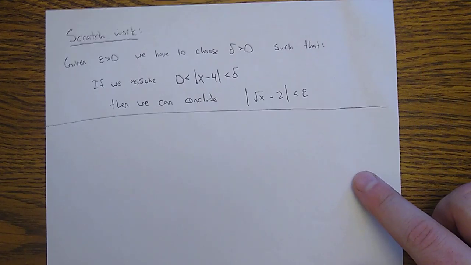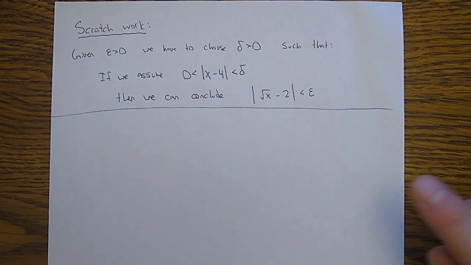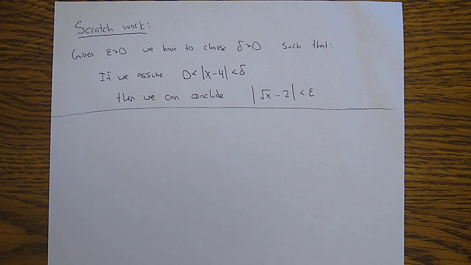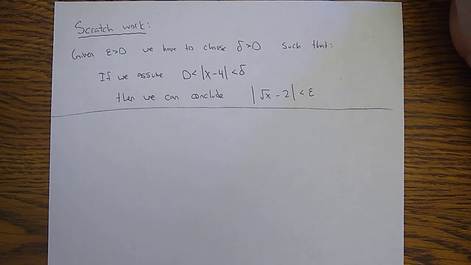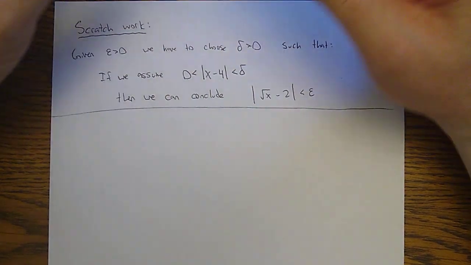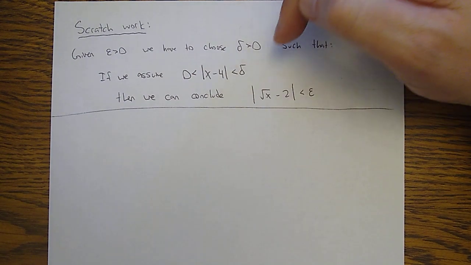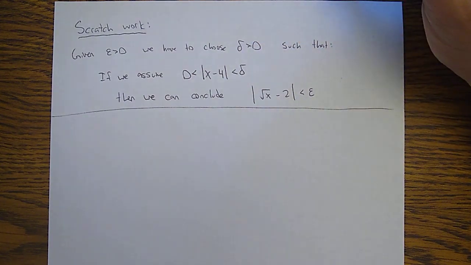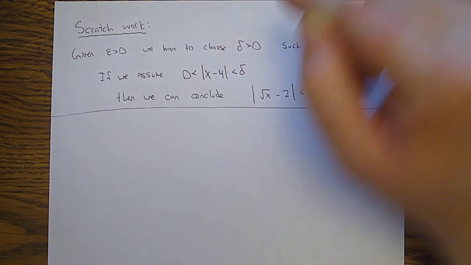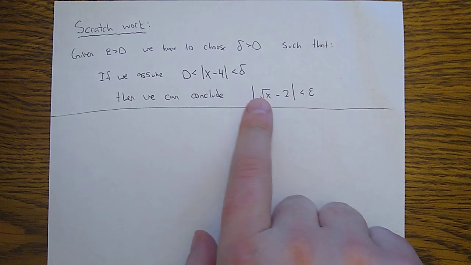So as usual, I would recommend some scratch work before we attempt to start writing the proof. We know how these proofs go. The first line is just going to say, let epsilon be greater than 0. But what do we have to do after that? We have to choose a delta greater than 0 such that this implies this.